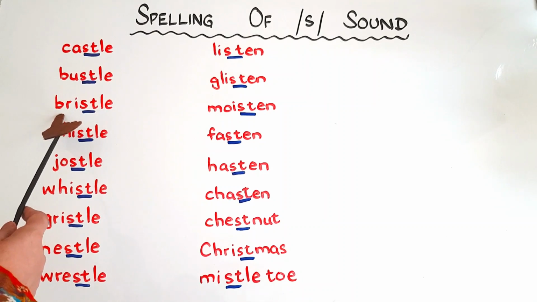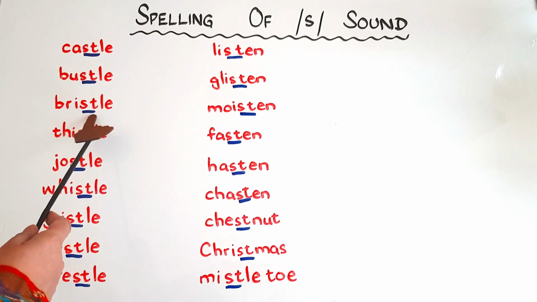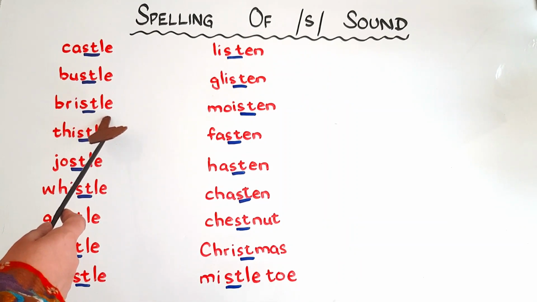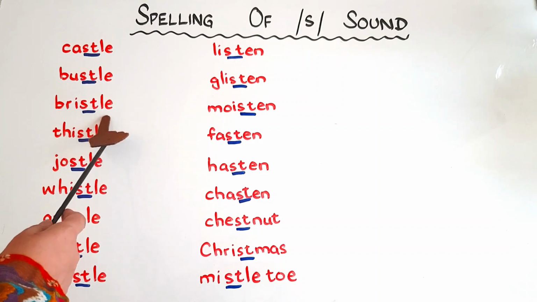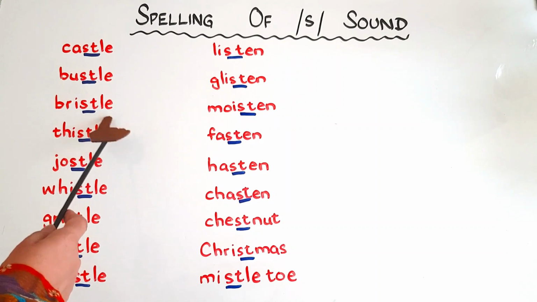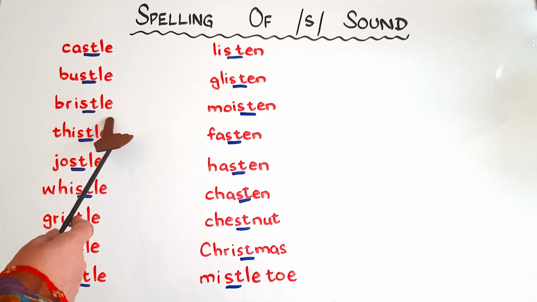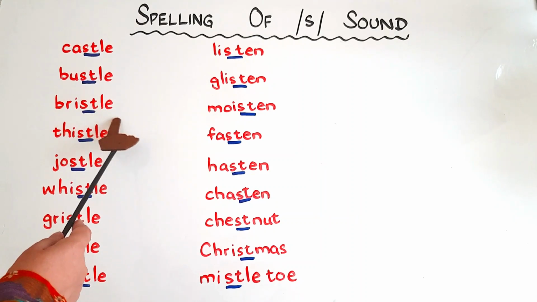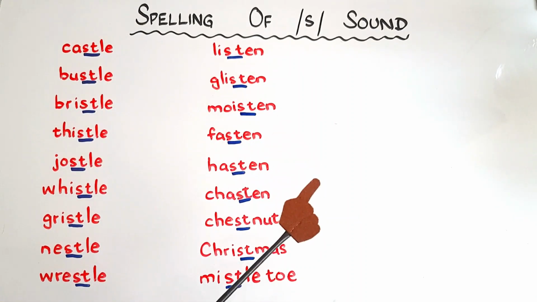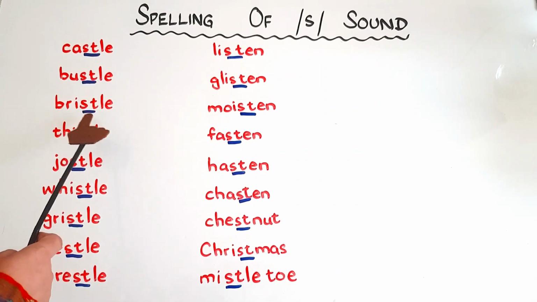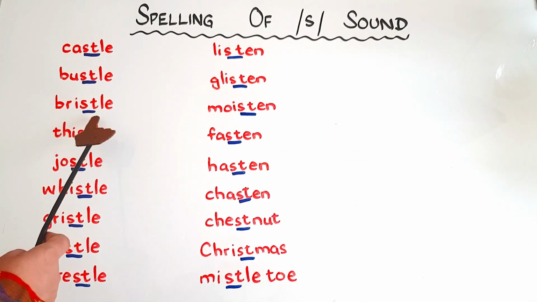The next word is bristle. T is again silent. Bristle means stiff hair on the body of an animal or on man's face when they shave their face and the new beard starts coming out. So that time the hair are just like bristles. And you can also say the bristles of a hairbrush, the bristles of a toothbrush. So bristles means hard, stiff hair of animal or man.